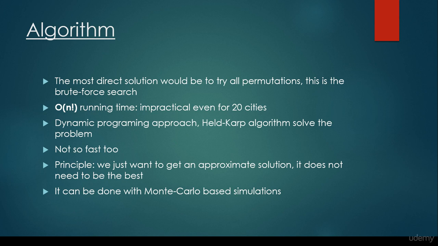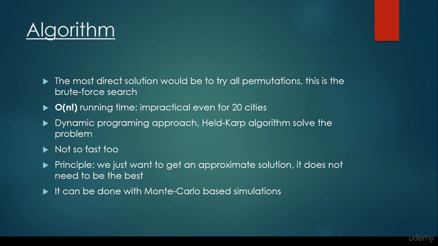And let me say a few words about the algorithm. The most direct solution would be to try all the permutations. This is the so-called brute force approach, or brute force search. But it's going to take O(n factorial) running time, which is of course impractical even for 20 cities. Another solution is the dynamic programming approach, the so-called Held-Karp algorithm, but it is not that fast either.